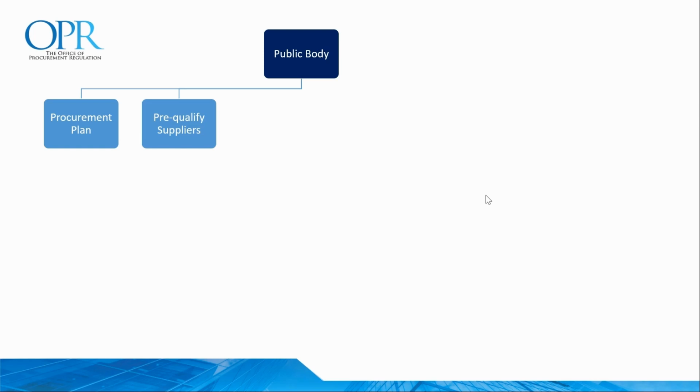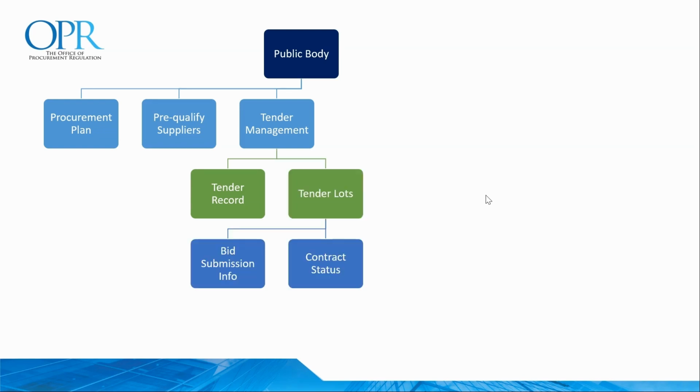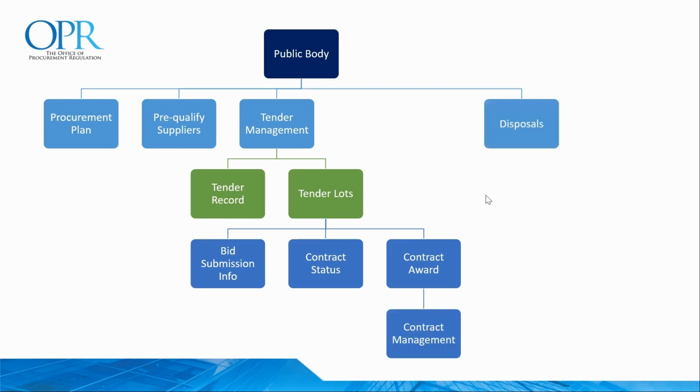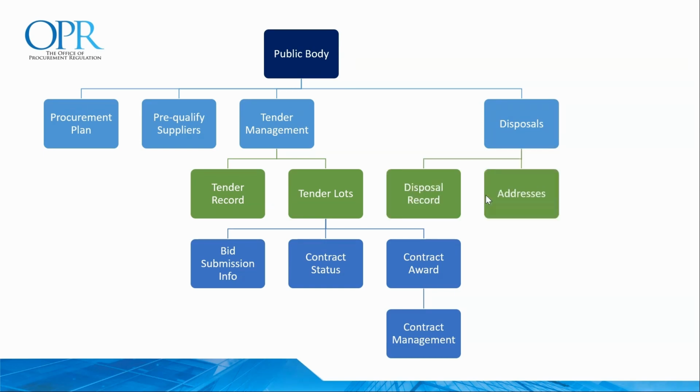So in terms of a public body, there's some functionality that relates to a public body. They can upload their procurement plans, they can pre-qualify suppliers, they can manage their tenders, and not to delve too much into this aspect, but this is the functionality that tender management will cover, things such as tender records, bid submission information, contract state management. And then public bodies can upload information that relates to disposals which are occurring under their purview.